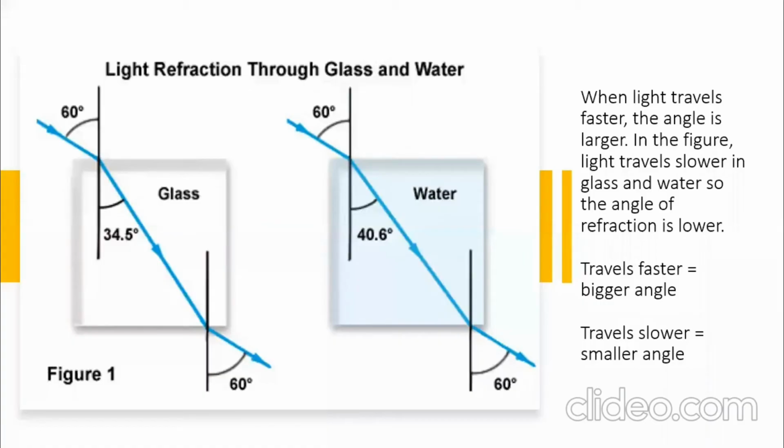When light travels faster, the angle is larger. In the figure, you can see that in the glass, the angle is 34.5 degrees, but in water, the angle is 40.6 degrees. So from this, we can already see that whenever the light travels faster, like in air, then there's a bigger angle. But when it travels slower, like in a solid, then there will be a smaller angle.